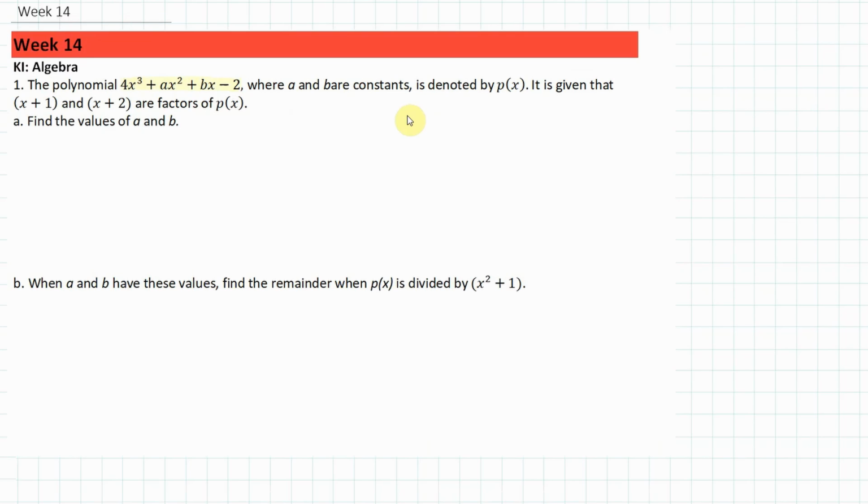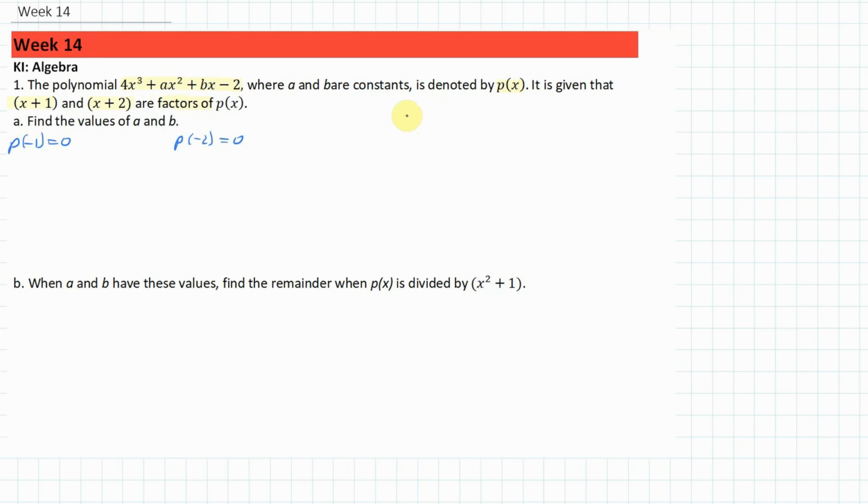Now, the first one here is an algebra question, and we've got this polynomial. We know that a and b are constants. We denote it by p of x, and we know that x plus 1 and x plus 2 are factors. Okay. Now, if they're factors, that means p(-1) equals 0, and also p(-2) equals 0. So those are the roots for those to be factors.